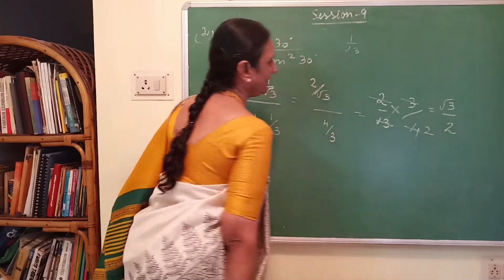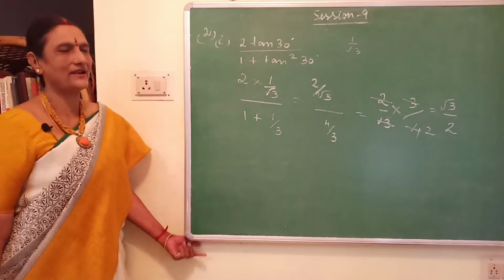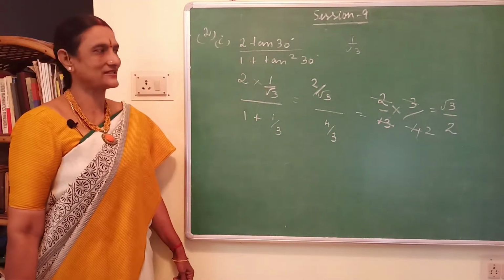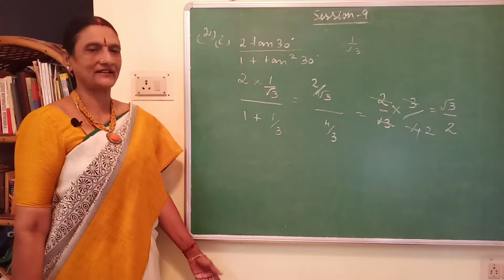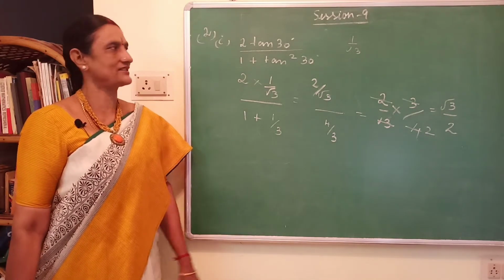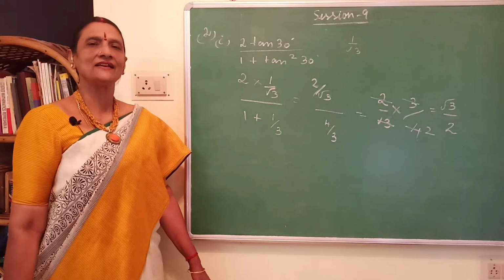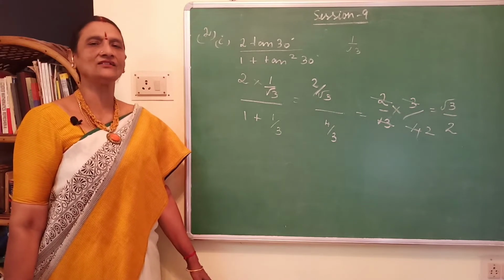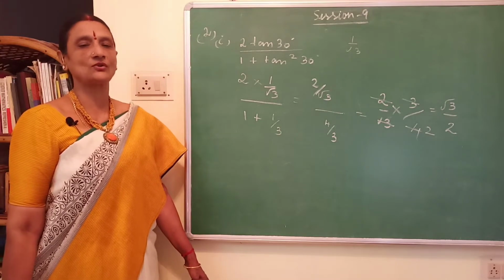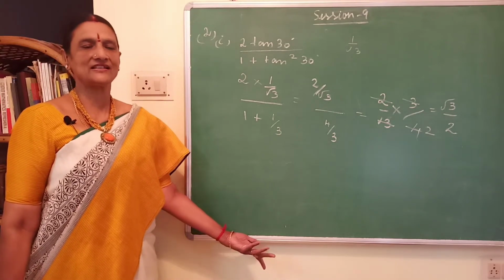Can you tell me what is the value of root 3 by 2? Now there are 4 options given. But whatever is the correct option, you have to tick against it. Root 3 by 2 is given by 2 values, one is sine of 60 and the other is cos of 30. You just go through the book and tell me which is the correct option.